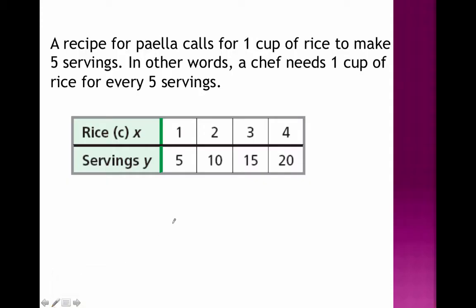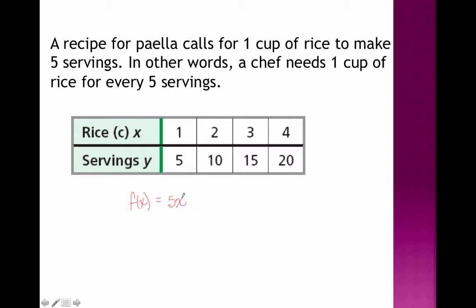So I've got a simple situation here where I've got a recipe for paella that calls for 1 cup of rice to make 5 servings. So I'm making my paella, and for every 5 people I've got coming over, I'm going to need a cup of rice. So I'm looking to write this in function notation, and I notice that for every x, f of x, I've got a relationship of 5x.